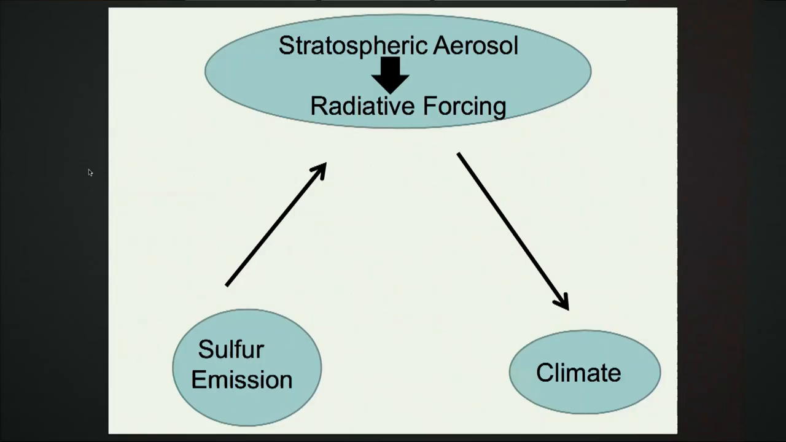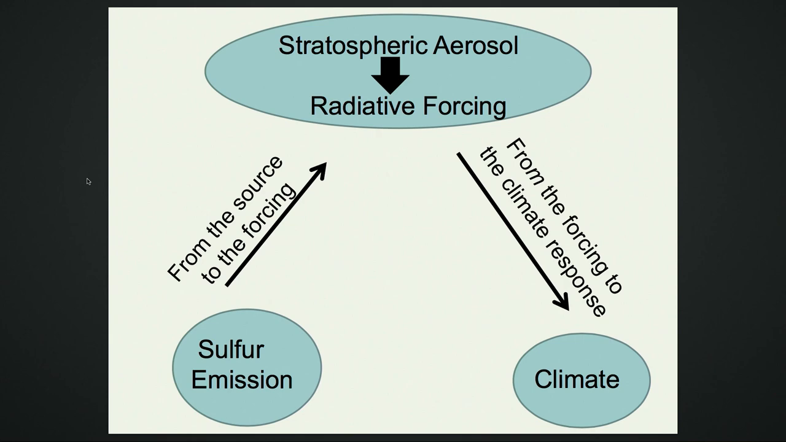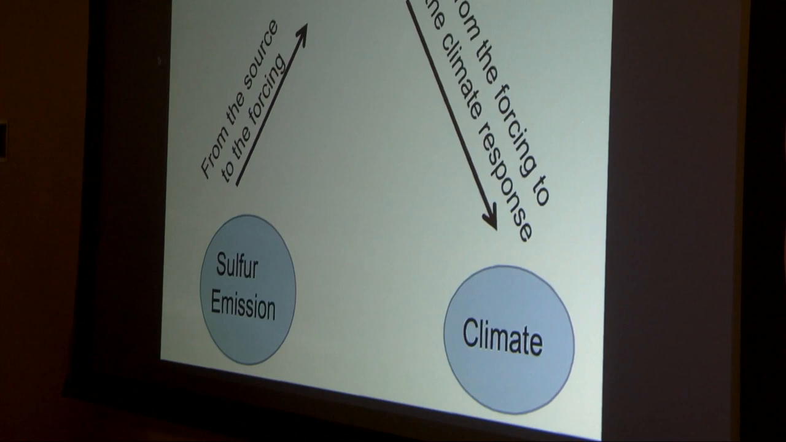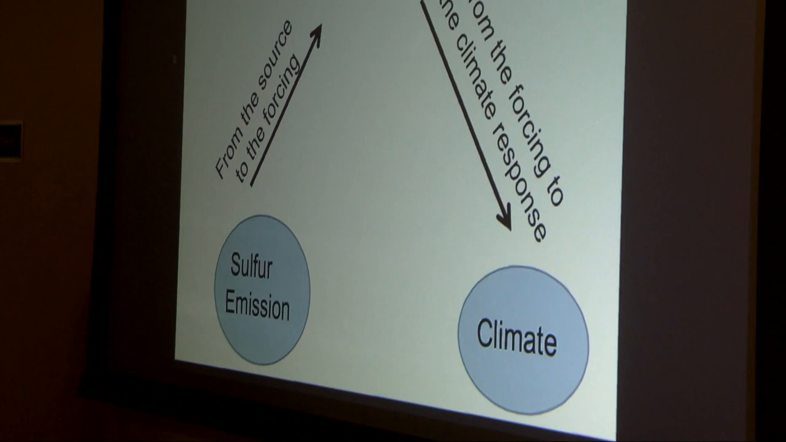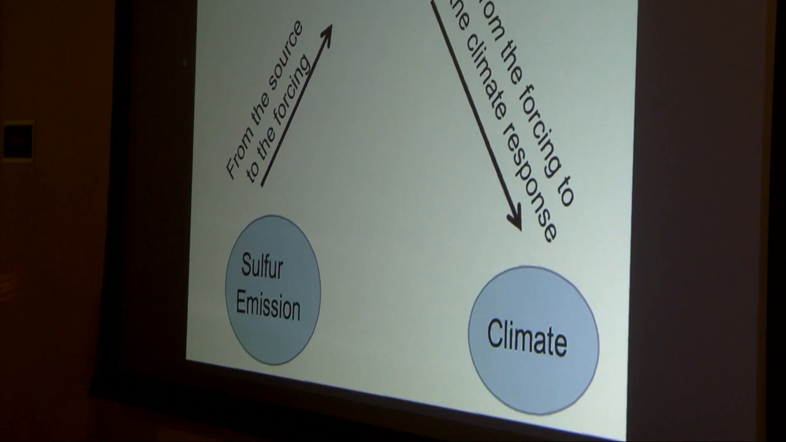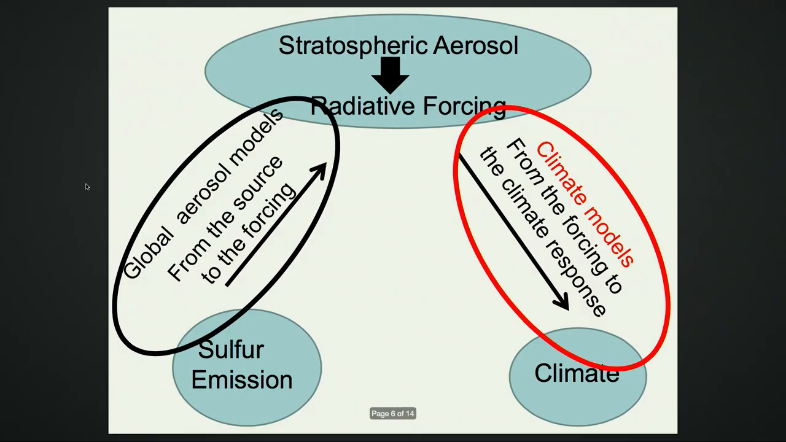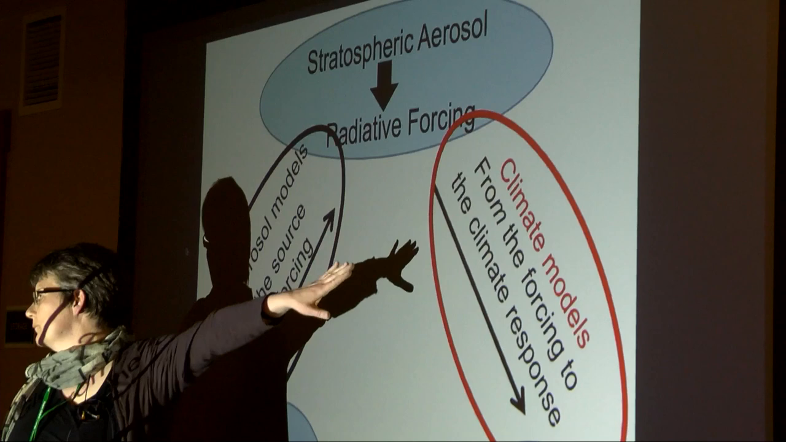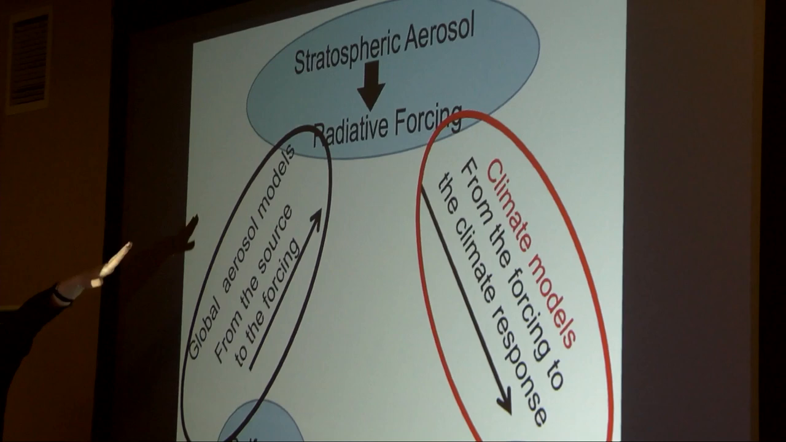So we have the link from the source to the forcing, and then the other link from the forcing to the climate response. Of course, you can consider everything together, but at the moment we try to separate it in order to understand each uncertainty before we do the whole picture. We address the first link with global aerosol models, with some effort in the stratospheric sulfur aerosol community, SSiRC and SPARC, and then we have this for the climate models. So this is what VolMIP is about. We don't consider the first link; we start directly with the aerosol forcing and say, this is our forcing, and we are interested in what the impact is.